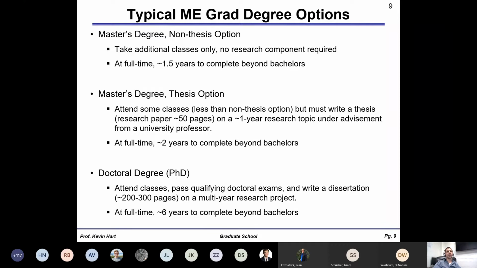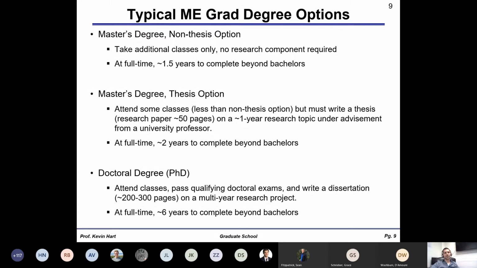Then there's a master's degree with a thesis option where you take some amount of additional classes on top of your bachelor's degree, but a majority of your time is spent on a research project that is dictated by some advisor at some university, okay? At full time, this is about 2 years to complete beyond the bachelor's, right?